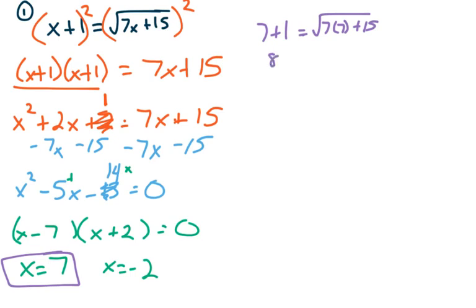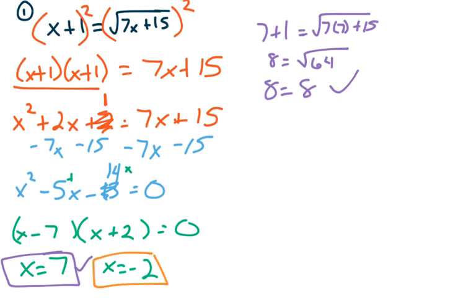7 plus 1 is 8. Let's see, 7 times 7 is 49. 49 plus 15 is 64. So this 8 is equal to the square root of 64. That is 8. That one works. Okay, so 7 checks out. We need to check negative 2. We'll do that one in orange.